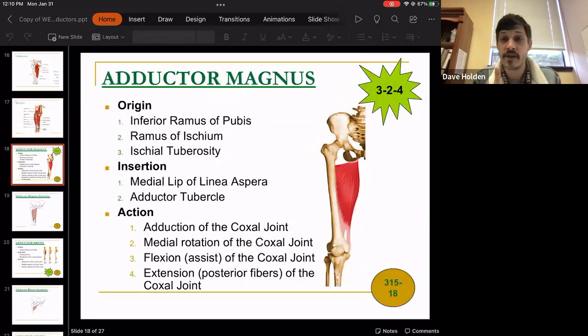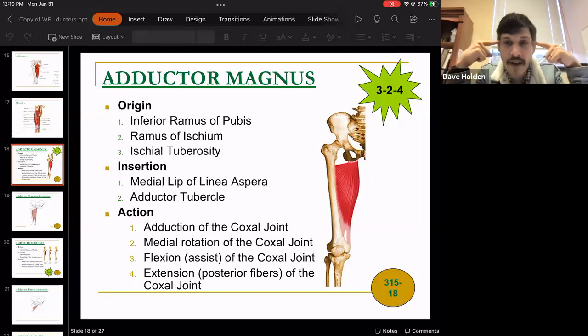Now the name tells you something. Magnus means it's massive, it's big. This is the largest of the adductor muscles. Adductor magnus originates on the inferior ramus of the pubis, the ramus of the ischium, and the ischial tuberosity.